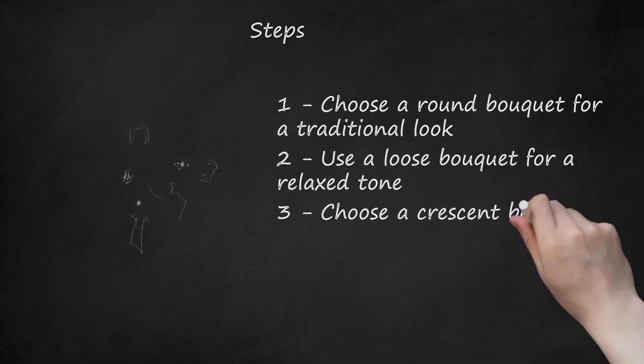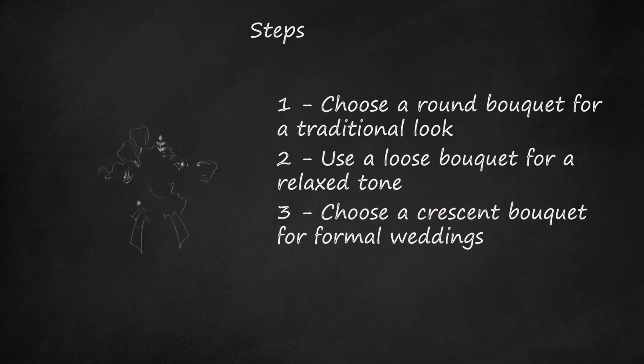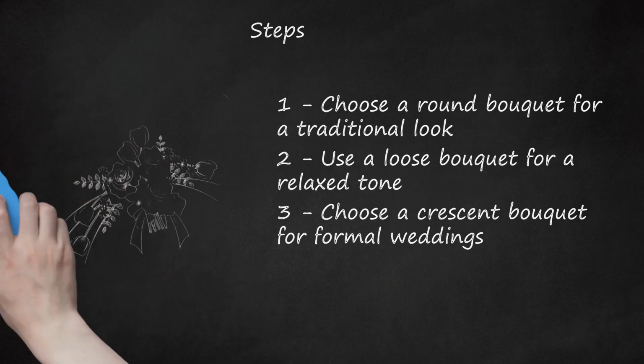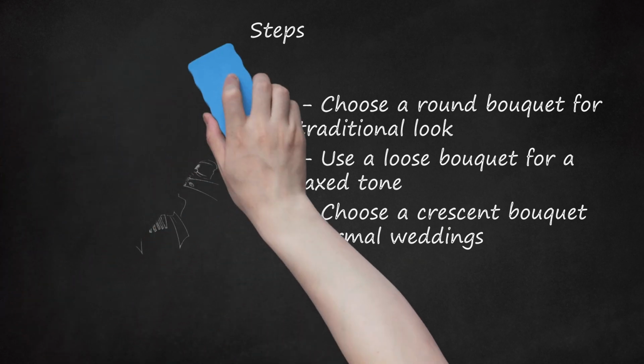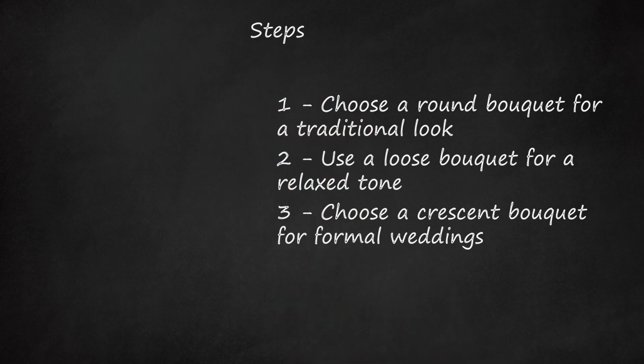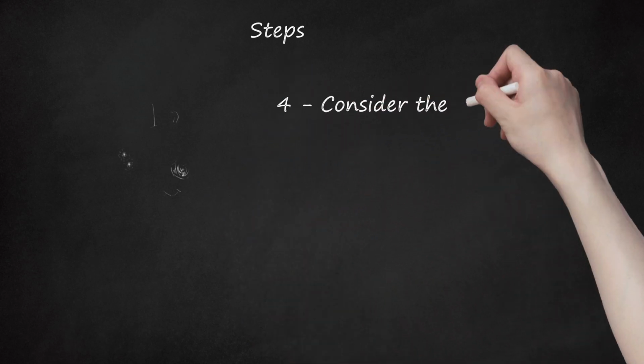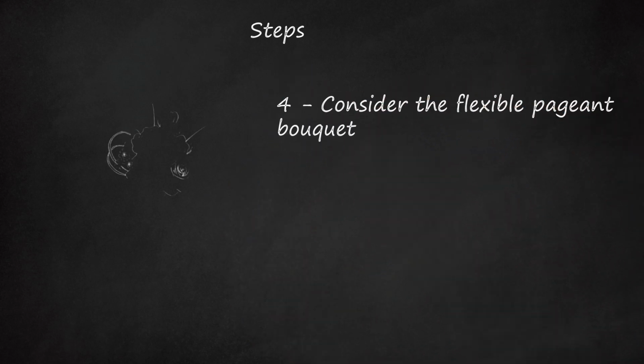3. Choose a crescent bouquet for formal weddings. Usually symmetrical, these flower arrangements are preferred for their natural look. The flowers just seem to flow across the hands. The bouquet is thick in the middle and tapers down as it nears the floor. Depending on the flowers used and the length of the arms, the crescent can be made to look traditional or more modern.